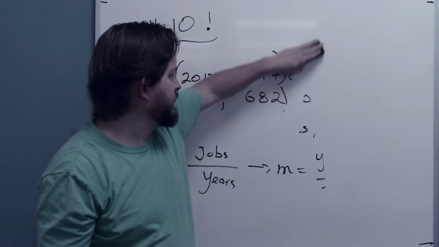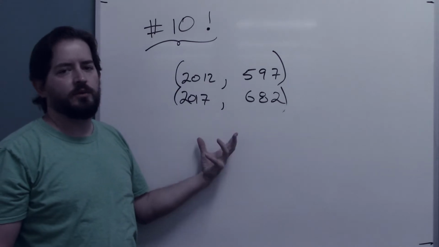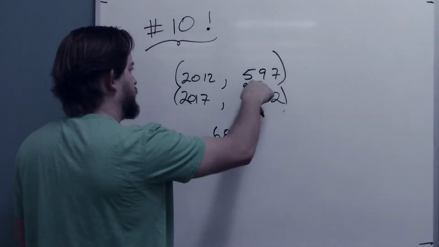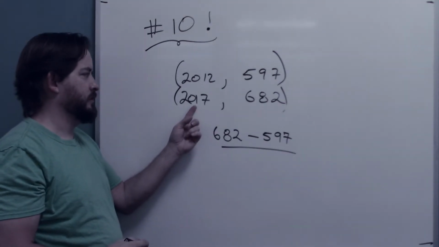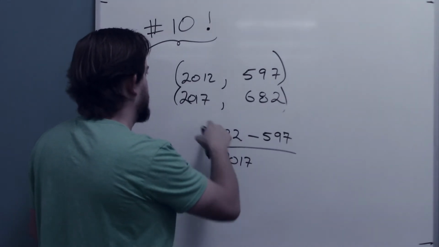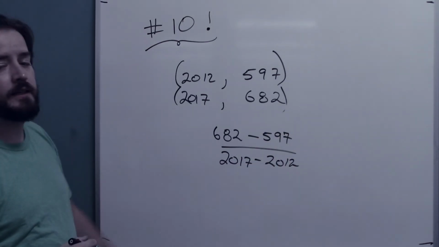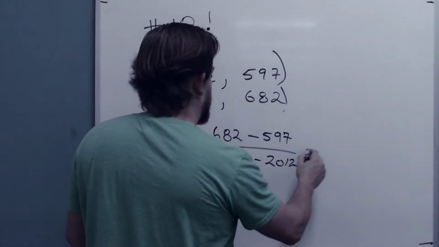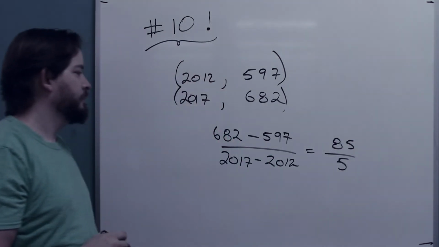And the rest of this junk doesn't really matter. Blah, blah, blah, the story is not a story anymore. You have 2 points, find the slope between these 2 points. So pick one to be y2, I'll call it 682. Minus y1 is 597. Divided by x2, which I'm going to call the x component of the same y2. So 2017 minus 2012, right? And that's it. The result of this is your slope. So, is that 85 over 5? Yeah.